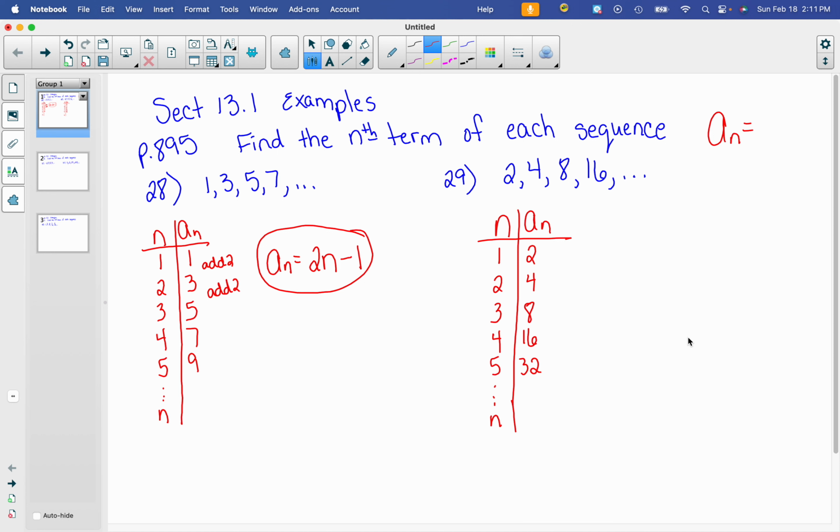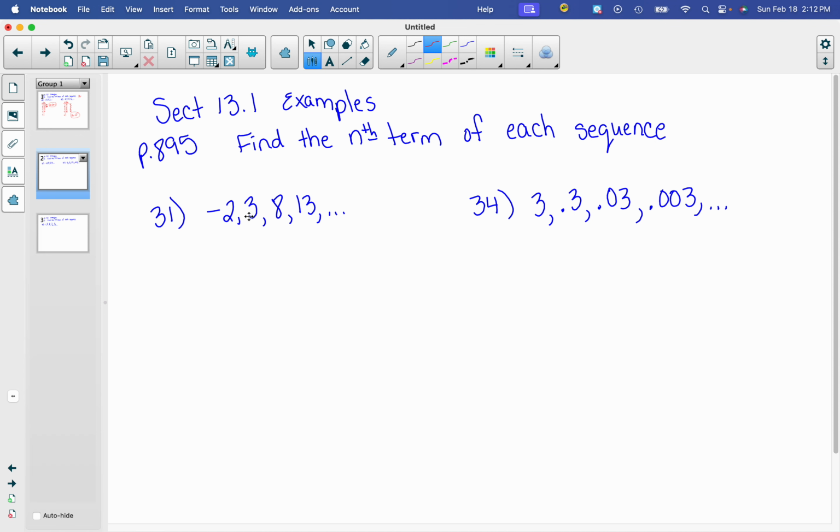These are powers of 2. Notice that 4 is 2 squared, 8 is 2 cubed, 16 is 2 to the 4th, 32 is 2 to the 5th. It works here too because 2 is 2 to the 1st. Look at my powers. They're the values of n, which means this answer for a sub n would be 2 to the nth power. Again, you can double check that it works for all your numbers, until you're convinced that you've got the correct answer.